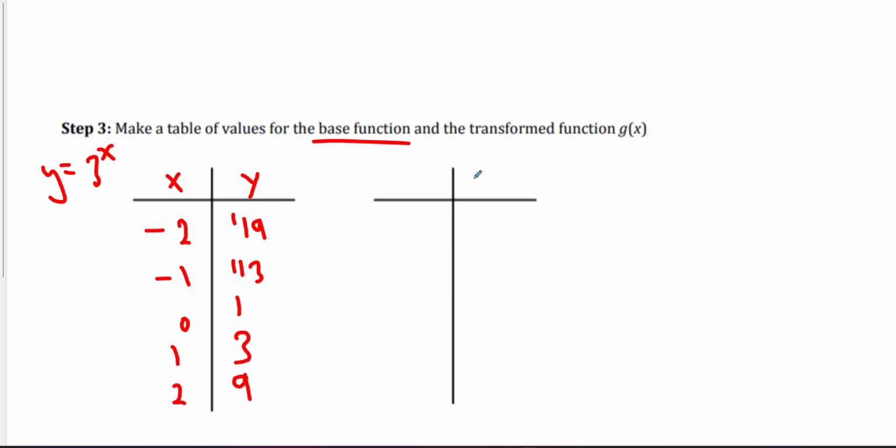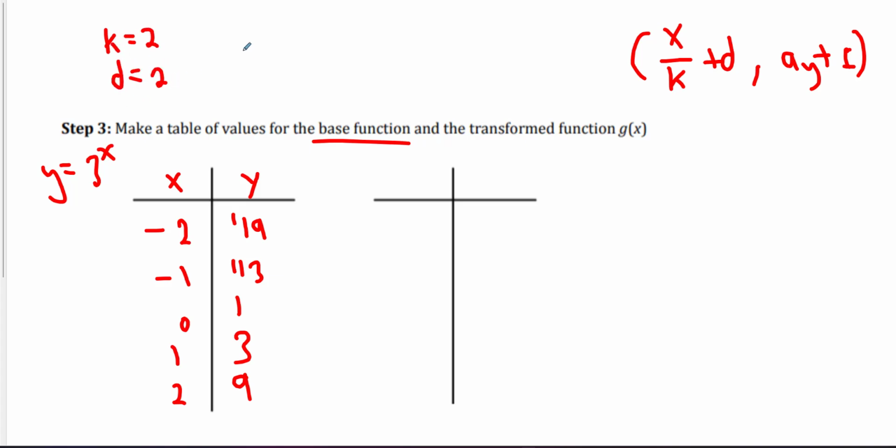It's not hard. Now for the transformed function, it takes on the form (x over k plus d, ay plus c). If you remember correctly, my k value was 2, my d value was also 2, my c value was 1, and my a value was also 1. So this becomes (x over 2 plus 2, 1y plus 1). Remember, when you multiply anything by 1, it doesn't change anything. So (x over 2 plus 2, y plus 1).